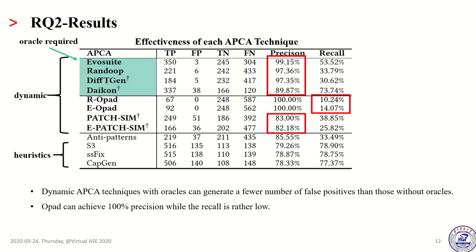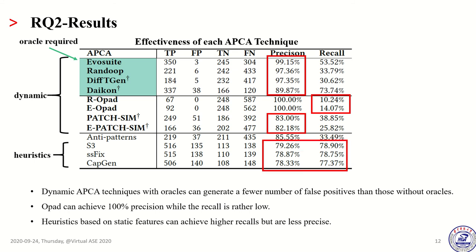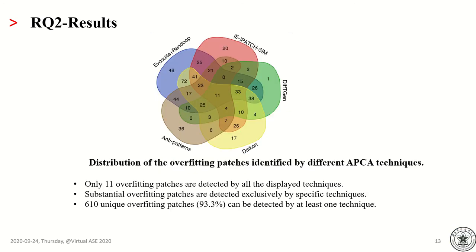OPAD can achieve 100% precision, while the recall is rather low. And heuristics based on static features can achieve higher recalls but are less precise. Here is the distribution of the overfitting patches identified by different APCA techniques. Note that we do not include Rundup-based OPAD and Eversweet-based OPAD in this comparison, since they detect the least number of overfitting patches. Actually, these two tools can only uniquely detect 9 and 0 overfitting patches, respectively.